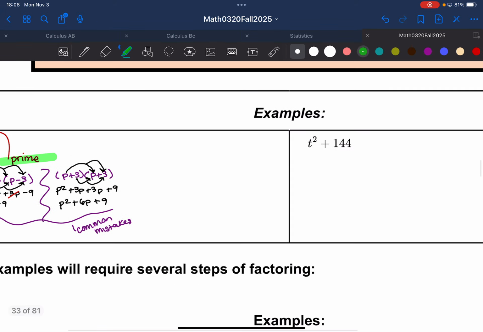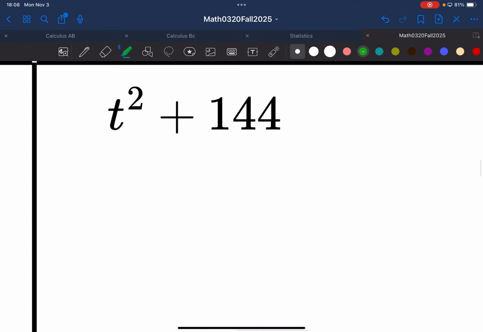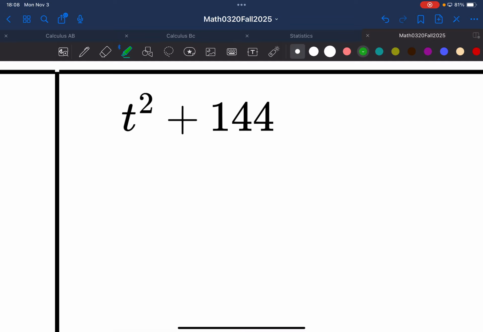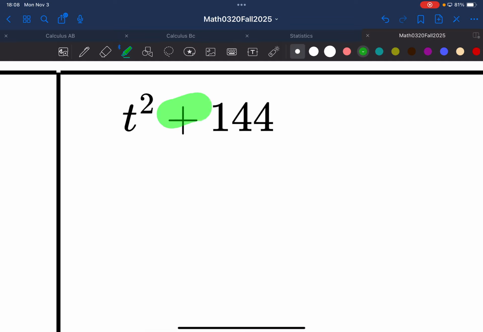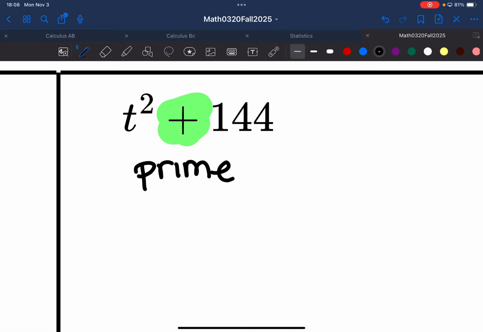So if you see, for example, this one, you know that the answer is prime, because of that plus sign. And that's all you have to write, prime. You don't have to show me any work or any proof.